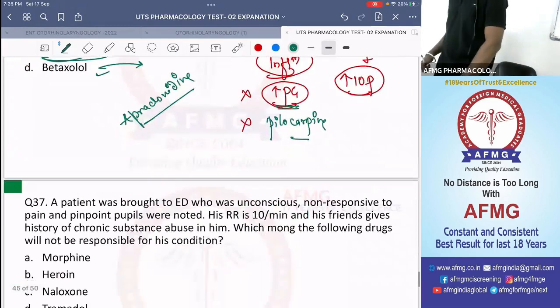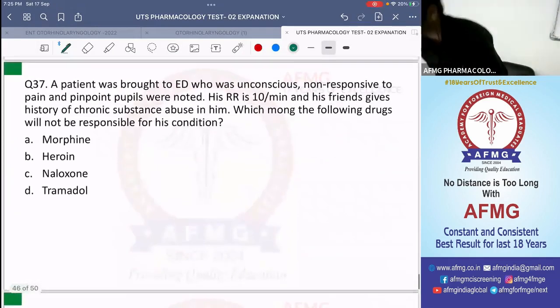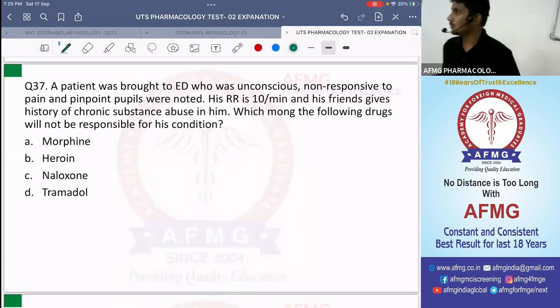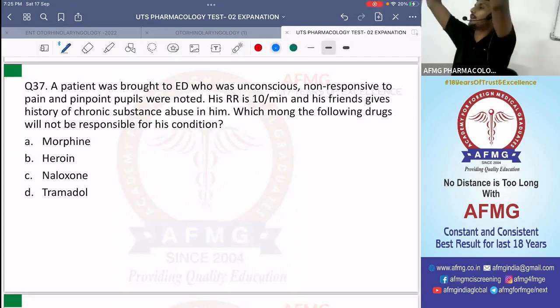Shall I move further? Question number 37. Glaucoma, again one of the important topics, not from pharma but from ophthalm too. ठीक है, तो glaucoma ढंग से पढ़ लो एक बारी. Comparative कर लेना. Open angle glaucoma, angle closure glaucoma. एक टेबल में दो साइड में लिख लो, easy हो जाता है.